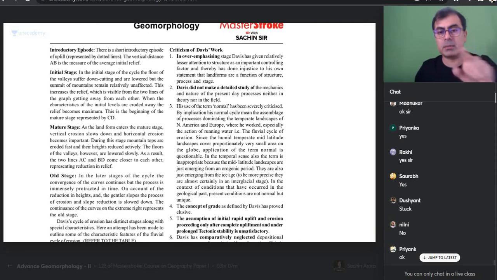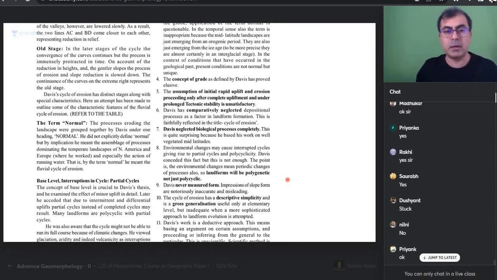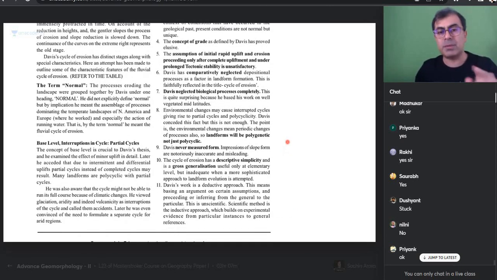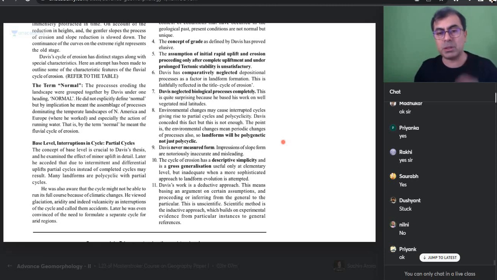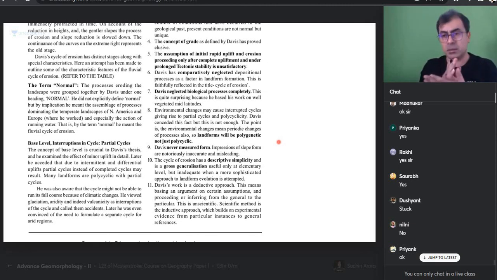youth, mature, senile, criticism of Davisian work, concept of grade, what is normal cycle, what is base level, what is interruption of cycle, what are partial cycles, everything. As I told you, the handout will meet your material needs, class will meet your conceptual needs, homework will meet your practice needs. Three things I've requested. Keep doing that, don't worry.